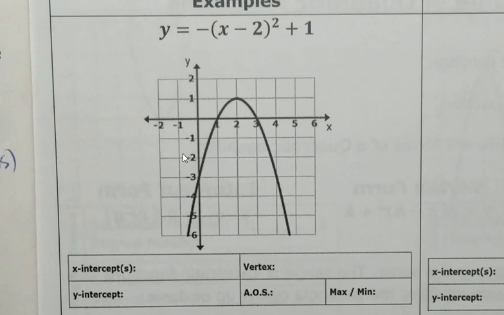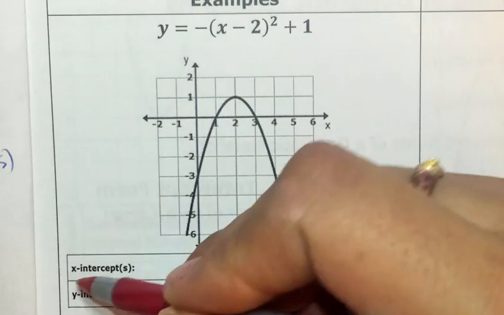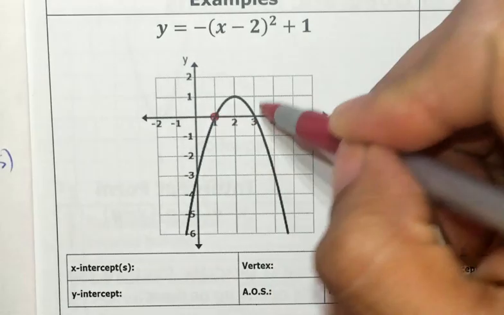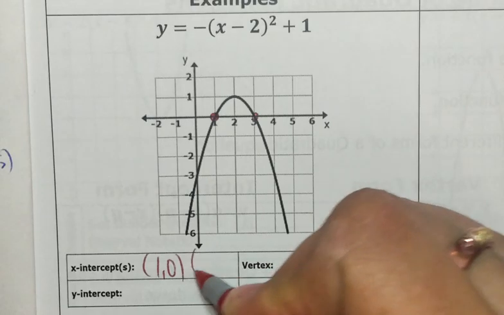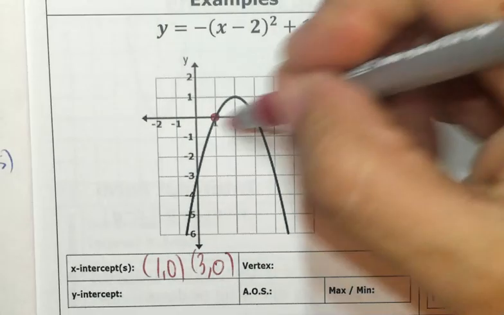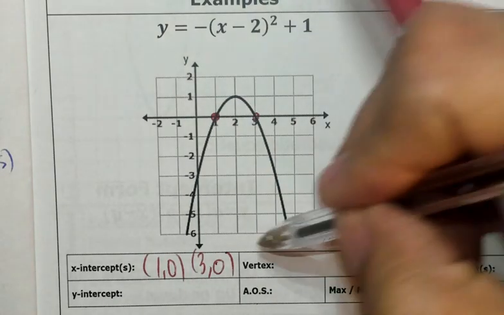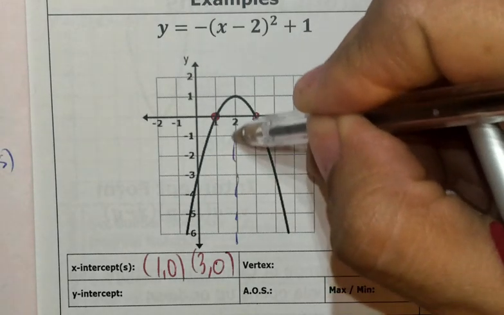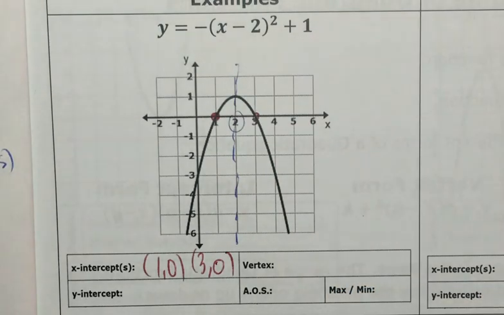The first one is just analyzing the graph. So we have the x-intercepts right here. So we're going to write them as 1 comma 0 and 3 comma 0. And then in between the x-intercepts, we symmetrically have the axis of symmetry, cutting it in half. So in between 1 and 3, we have 2.